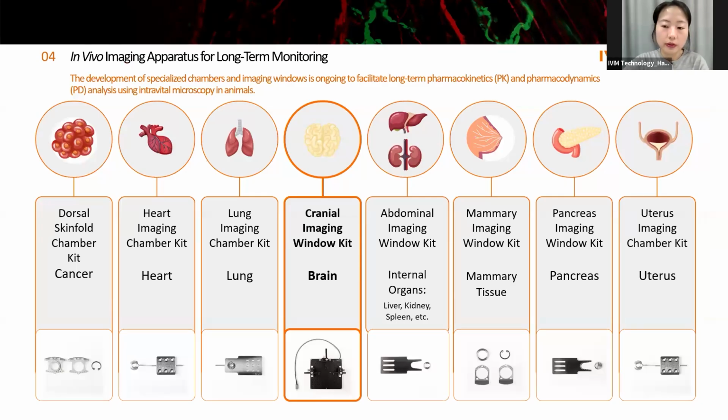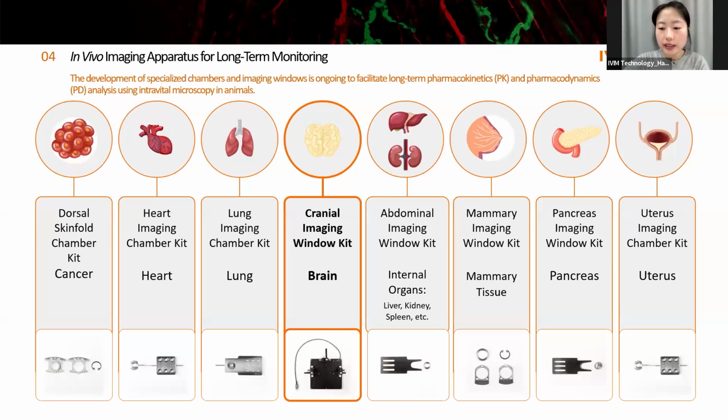One of the other key features of our imaging technique is the windows and chambers. IVIM's intravital microscopes are designed not only for short-term studies, but also for long-term imaging applications. To make extended imaging more stable and reliable, we provide a variety of window and chamber options. By using these chambers, it is possible to perform PK or PD analysis, tracking disease progression or drug movement in real time within the same living subject.